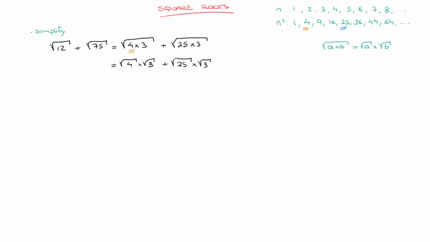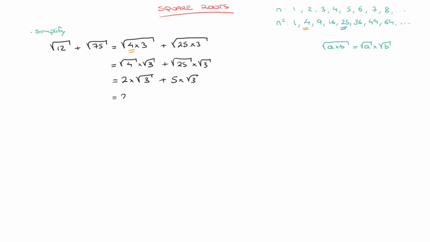Now, here's the whole idea. Since 4 and 25 are square numbers, they're going to come out of these square roots very nicely. Indeed, the square root of 4, well, let's see on our list here, square root of 4 would just be 2. So that turns into 2 times the square root of 3. Plus the square root of 25, well, the square root of 25 is just 5. So that's plus 5 times square root of 3.